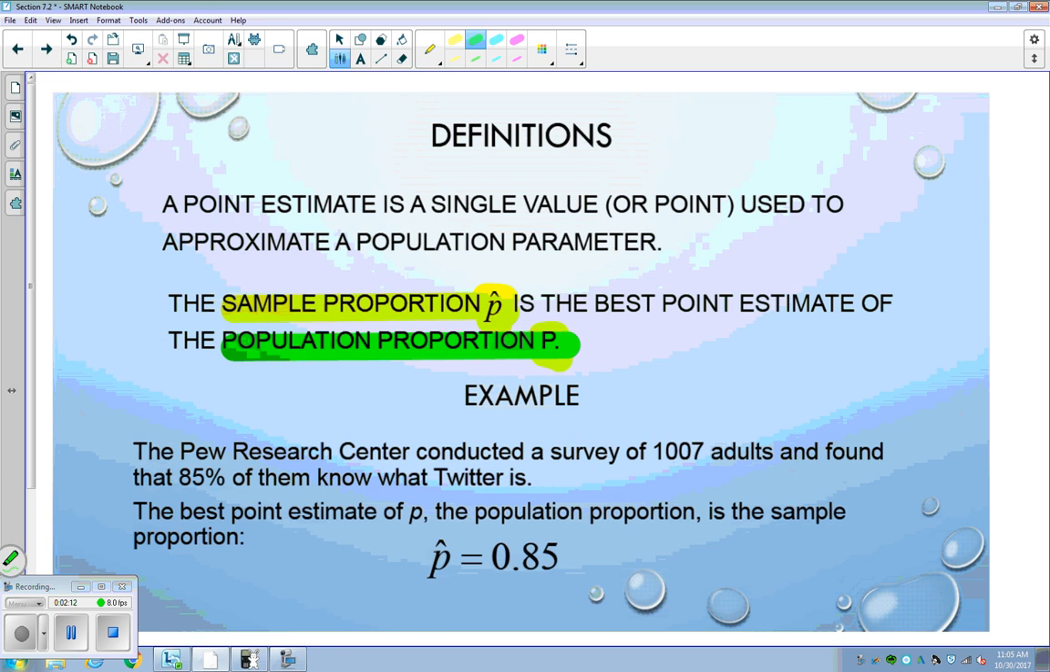So here's an example. The Pew Research Center conducted a survey of 1,007 adults and found that 85% of them know what Twitter is. The best point estimate of P, the population proportion, is the sample proportion P hat, and P hat is 0.85.